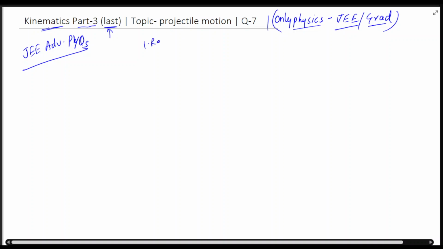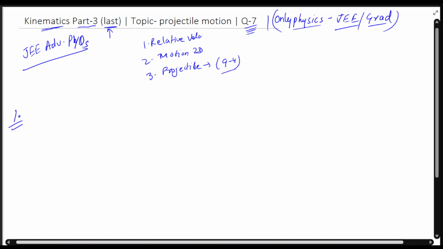One was relative velocity, second was motion in 2D, and third was projectile motion. But in projectile motion, we have only studied four questions. I have told you there are seven questions left from the projectile motion, so these seven questions we are going to discuss in this video. So let's start with our first question.